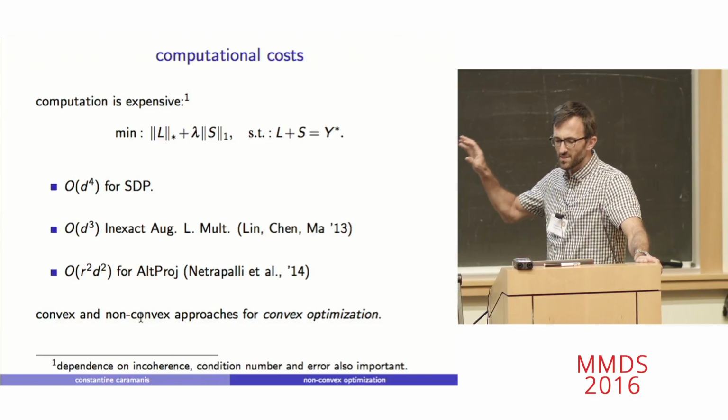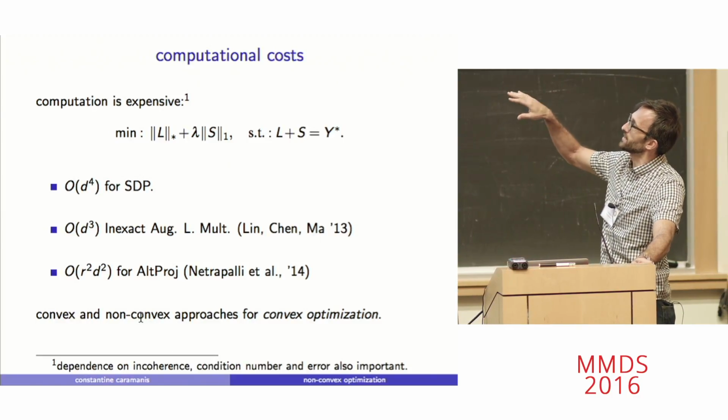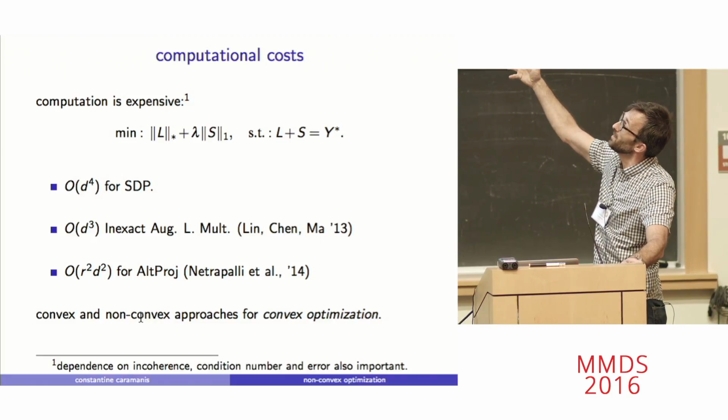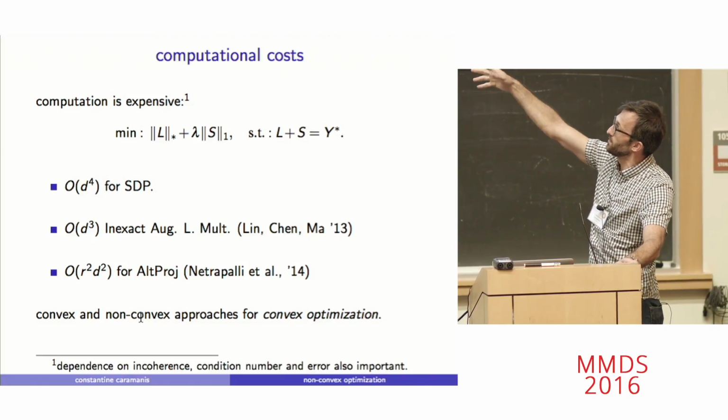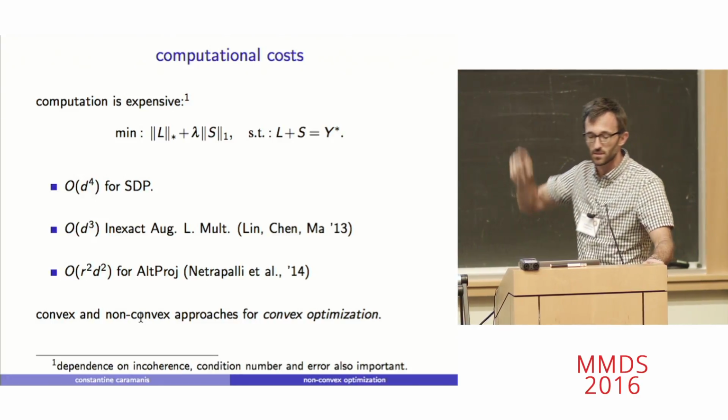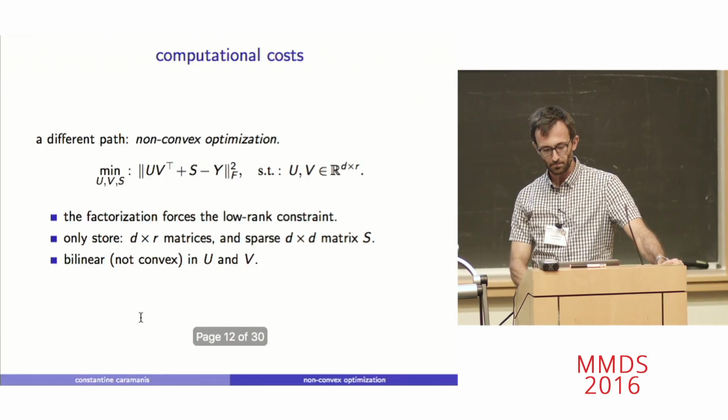Okay, but so these I would characterize as convex. The first two are convex approaches for solving a convex problem. And then the last bullet, which has the best running time of the three, is a non-convex approach, but still for solving this convex optimization problem.